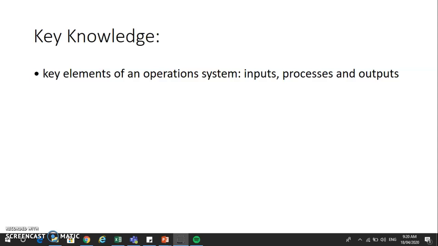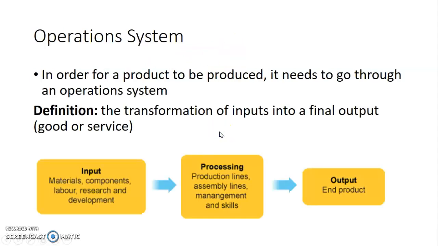We're going on to the next key knowledge point. What we are looking at here is a continuation about operations. We're going to start off with a bit of an introduction before we get into our key strategies. Today we're looking at the key elements of an operation system: inputs, processes, and outputs, what they actually mean, and a few different examples for a few different businesses. So let's get started.